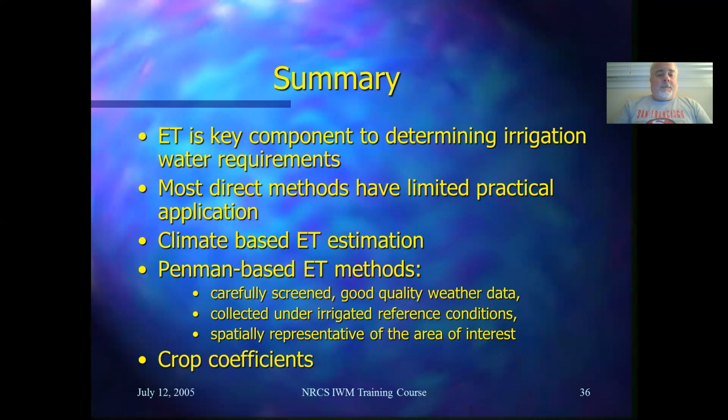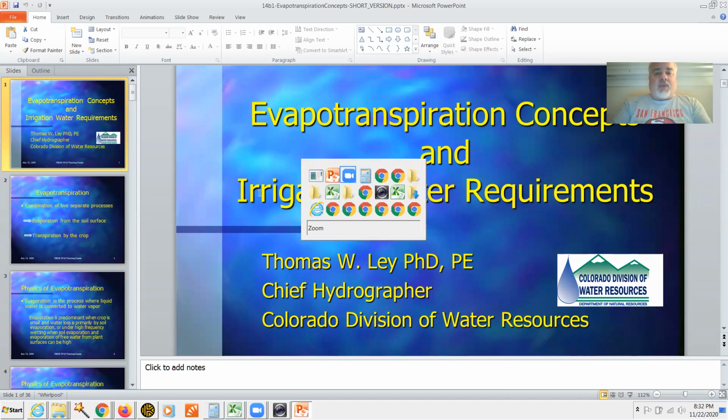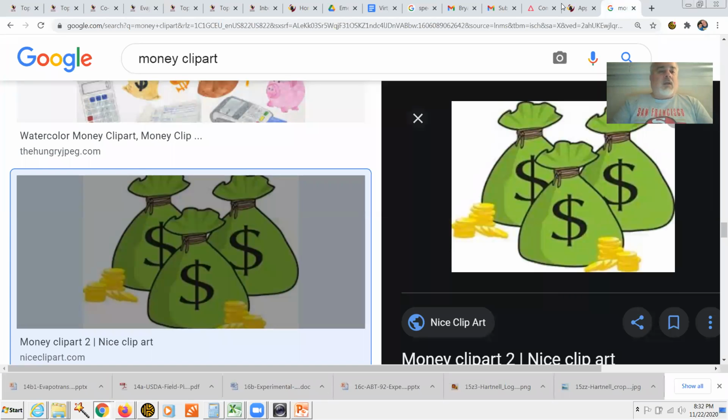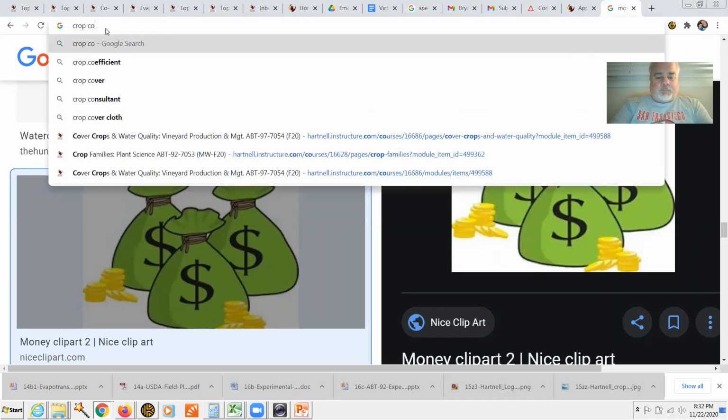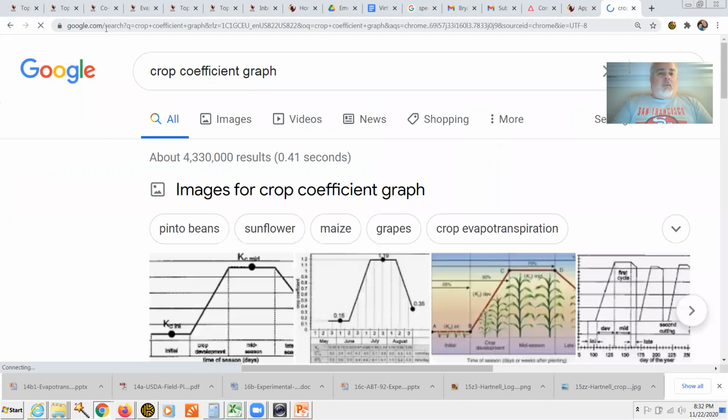There's nothing else I want to point out there. There is something, though, that I thought I left in here. Maybe I just always brought that up on a slide. Let me see, crop coefficient graph.